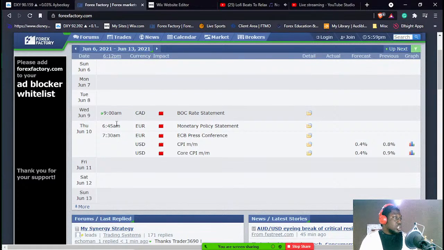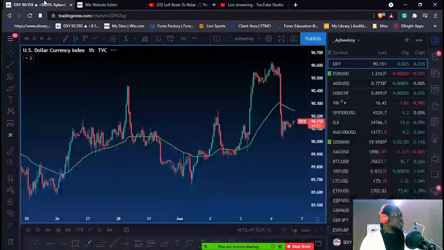And then for the US dollar, we have CPI, core CPI. So that's something I'm going to definitely watch for on Thursday. And that's around the same time as the Euro news, 7:30. So once we get that, then we should be all good. Once I'm done with all of that, I'm going to go ahead and go over to the charts.